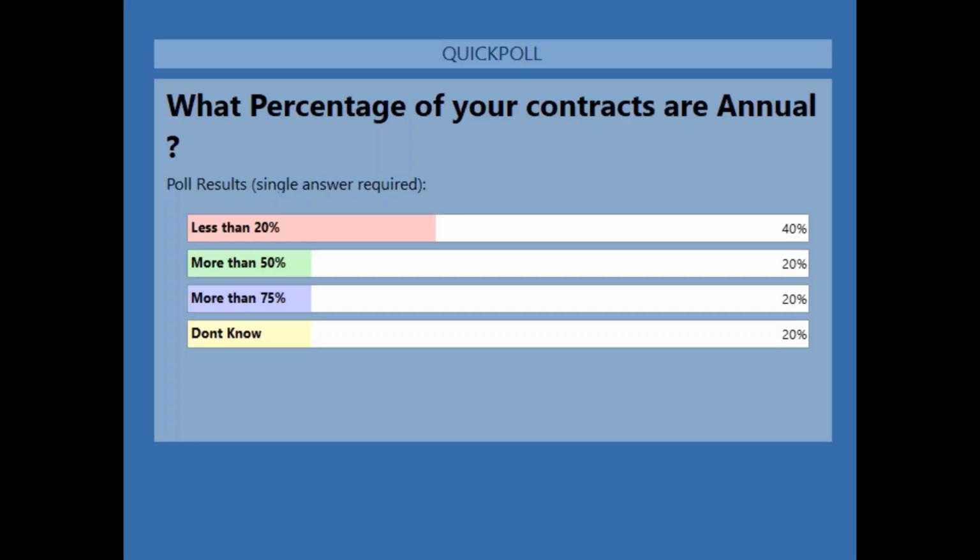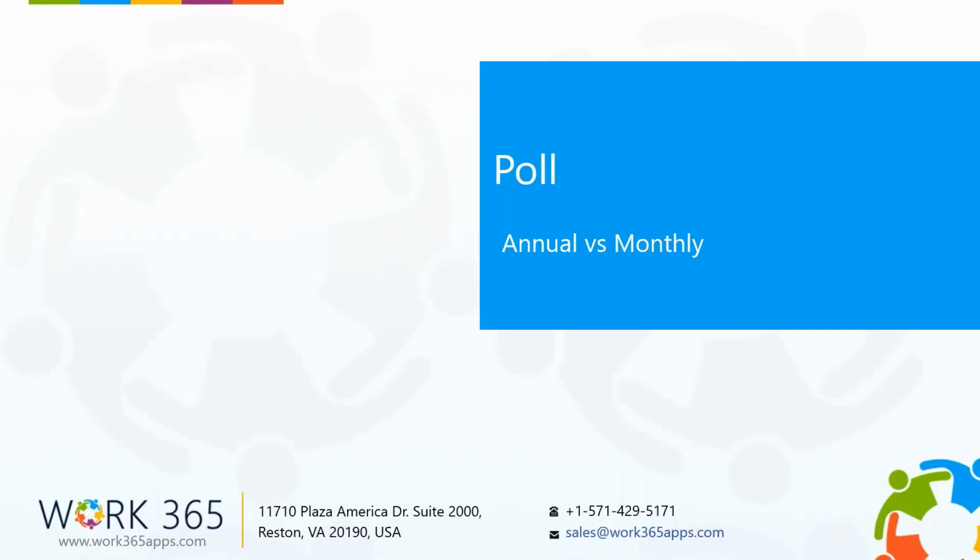So it looks like a lot of the audience here today has less than 20% of their billing relationships that are annual, which is very interesting. I'm going to hide this again and go back to my presentation. Hopefully everybody can see my screen.